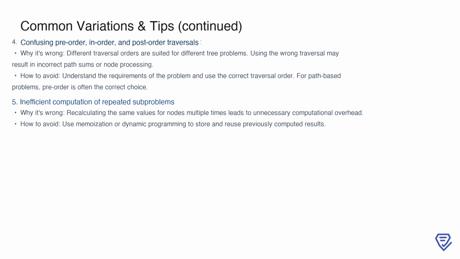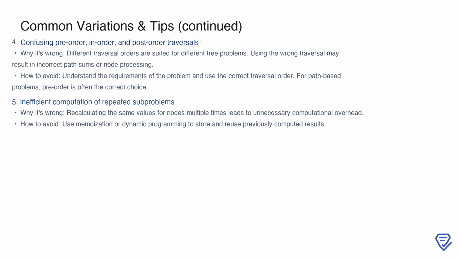Another area where errors often occur is confusing the different types of tree traversals: pre-order, in-order, and post-order. Each traversal serves a specific purpose, and using the wrong one can result in incorrect calculations, such as path sums. For path-based problems like this, pre-order traversal is typically the right choice because it processes nodes in the order needed to construct paths.